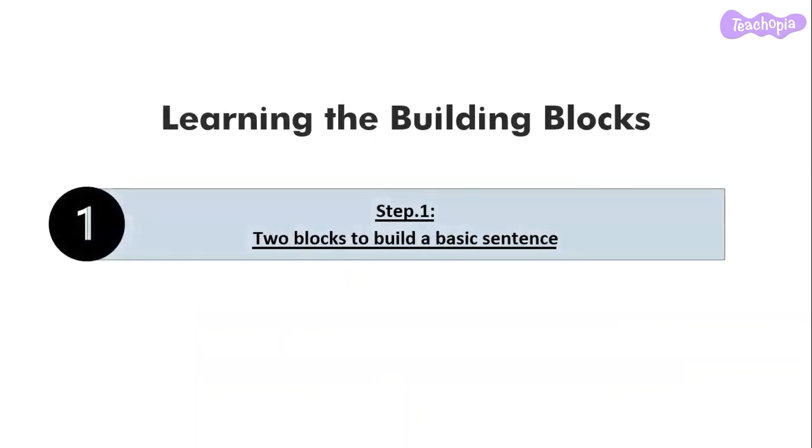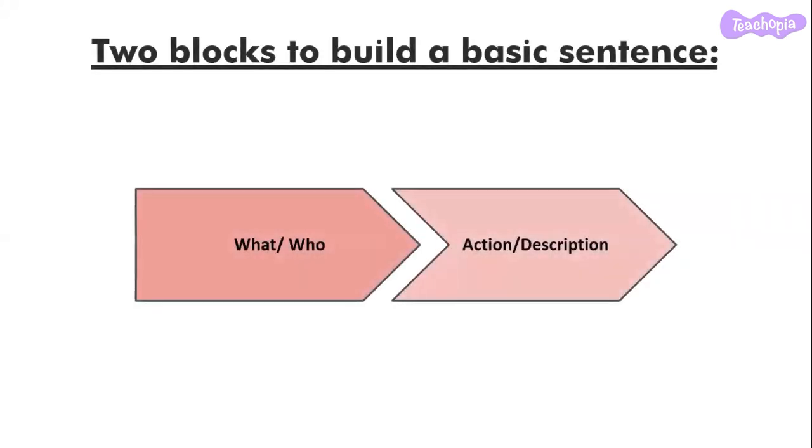Step 1, the 2 blocks to build a basic sentence. Whenever we construct a sentence, we can say we use 2 specific blocks. In block 1, we talk about what or who. And in block 2, we talk about an action or a description. Let's take a look at what that means.